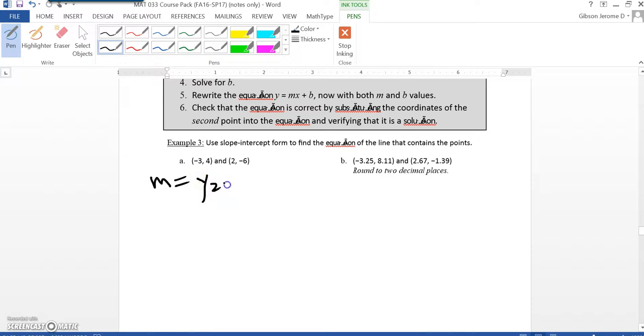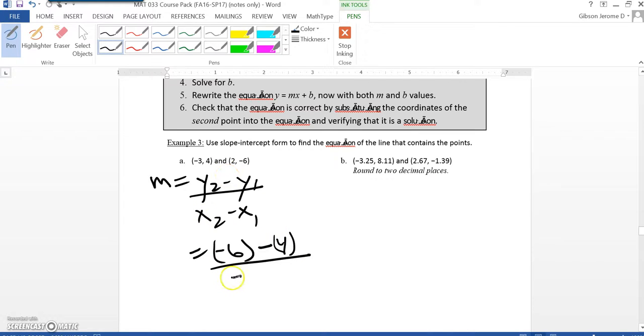We know the slope is y sub 2 minus y sub 1 over x sub 2 minus x sub 1. Now y sub 2 here is negative 6 minus y sub 1, which is 4, all over x sub 2, which is 2, minus x sub 1, which is negative 3. Now, negative 6 minus 4 is negative 10, and 2 minus a negative 3 will give us positive 5. So our slope will be negative 2.